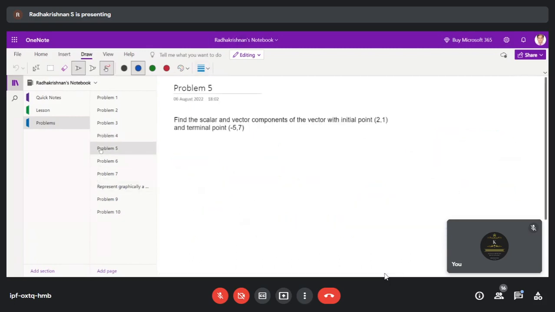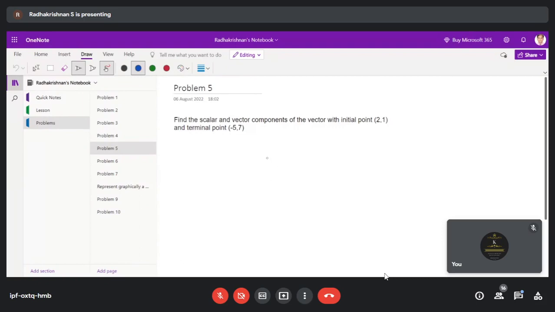Let's go to another problem. Find the scalar and vector components of the vector with initial point 2, 1 and terminal point minus 5, 7. It is given in 2 coordinates, so you can take the third coordinate as 0. Okay. So what is the vector component and what is the scalar component? Scalar component is the magnitude. Vector component is the direction. So the question is, what is the magnitude and direction of this vector with initial point 2, 1 and terminal point 5, 7.